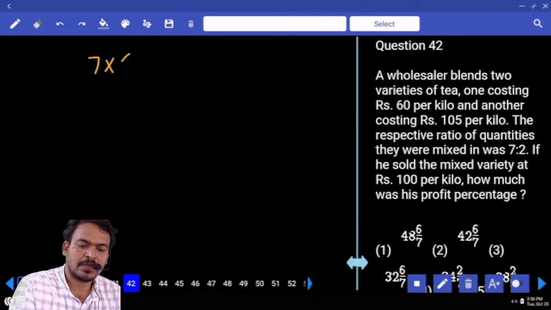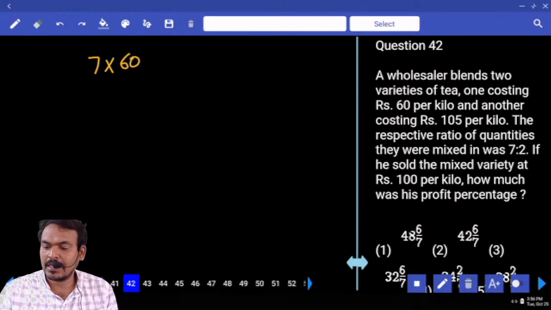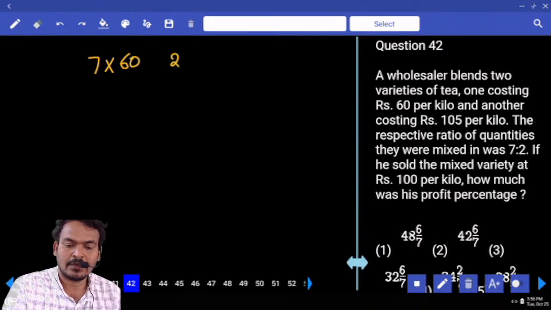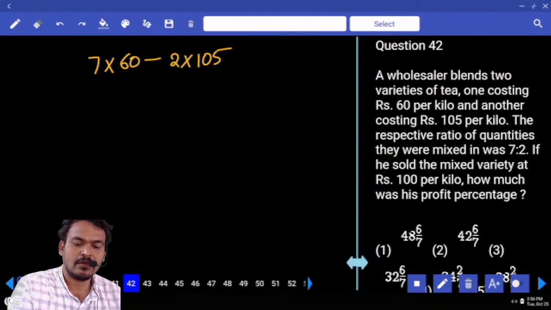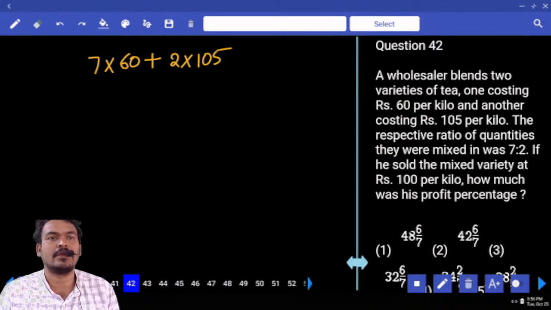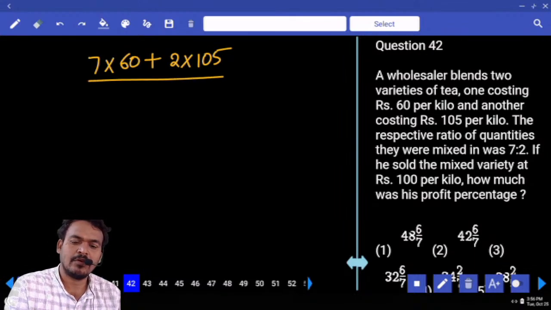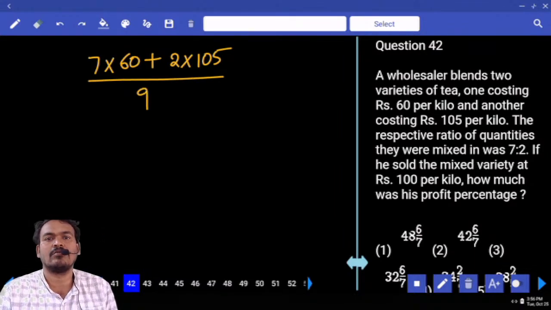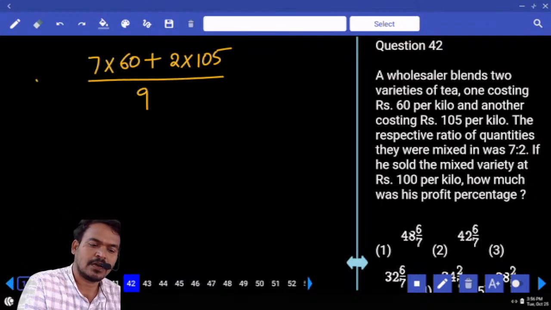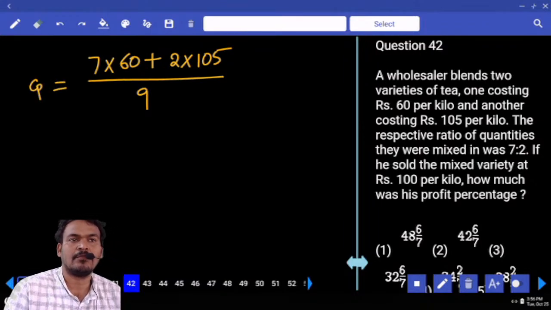What is the first one per kg value? 60. Second one quantity? 2 parts. Per kg value? 105 or not? These two are adding, we get the total cost of how many kgs? 7 parts and 2 parts, total 9 parts. Divide by 9, we get the cost price of 1 kg or 2 kg? 1 kg. Is it the cost price of the mixture per kg or number of kgs? Per kg.